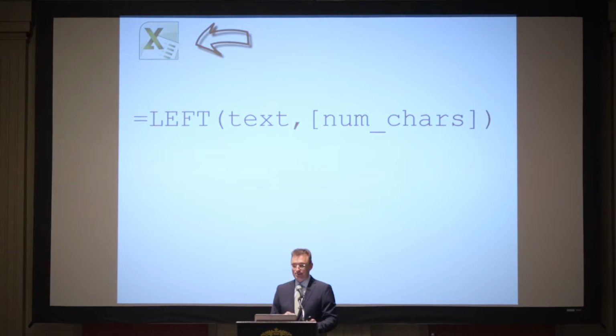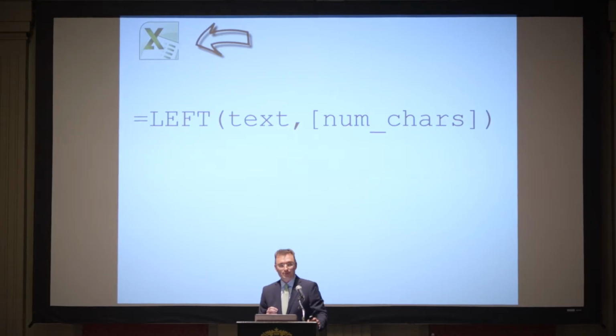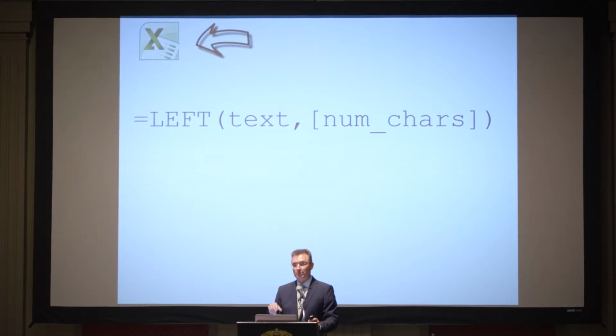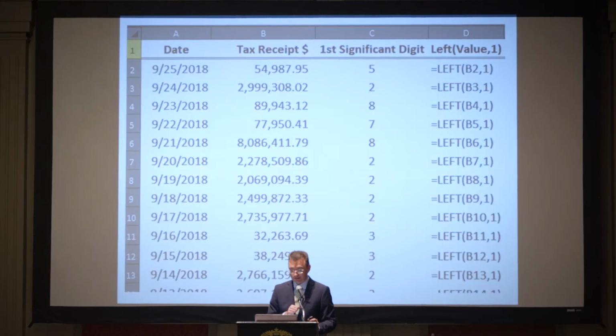So our first task is to extract the first significant digit from each daily tax receipt. And how we're going to accomplish that task is to use Microsoft Excel. And even more specifically, we're going to use the left function that's built into Microsoft Excel. And this left function takes two parameters, or two arguments, if you will. The first being the text. That is the text that you want to parse out the first significant digit from. And then the second argument is the number of characters, meaning how many characters starting from the left do you want to parse out from that text. In our case, it's only one, the first significant digit. And the next slide will make things even more concrete for us.